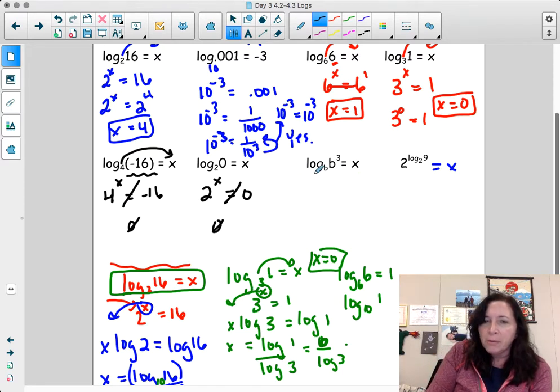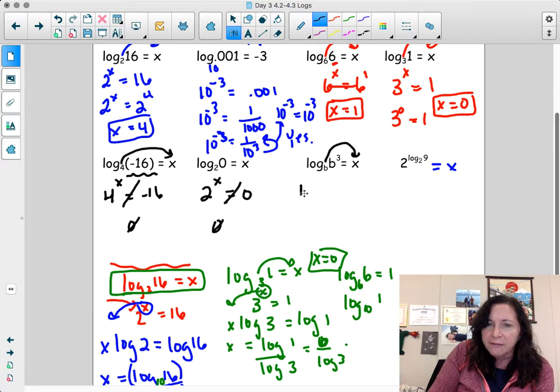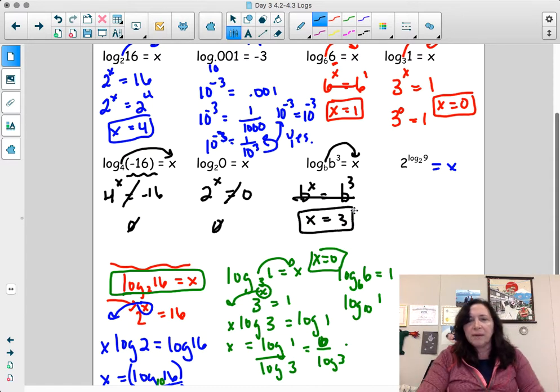For this problem right here, we're going to go base 2 across the equal sign. So we have b to the x power is equal to b to the third power. Well, if your bases are the same, again, your exponents can be set equal to each other. So I do have x equals 3.